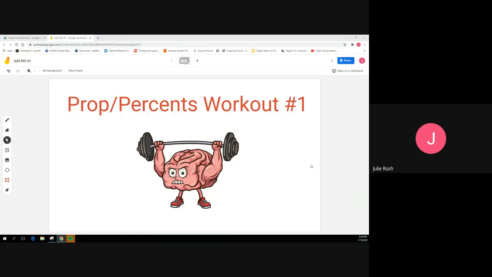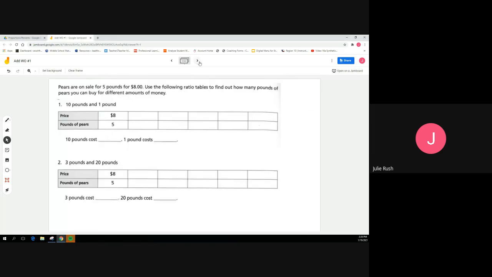Hi guys, it's time for our proportion and percent workout number 1. So now we are going to start using ratio tables more along the lines of the way that y'all have used ratio tables in school and in the past. These are probably going to be the most familiar application of ratio tables that we've used. They look similar to what you've been doing in class.